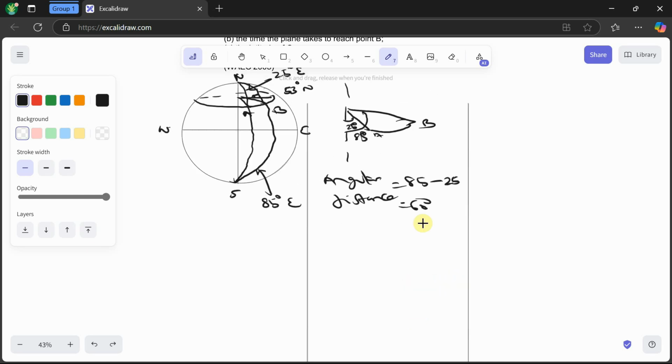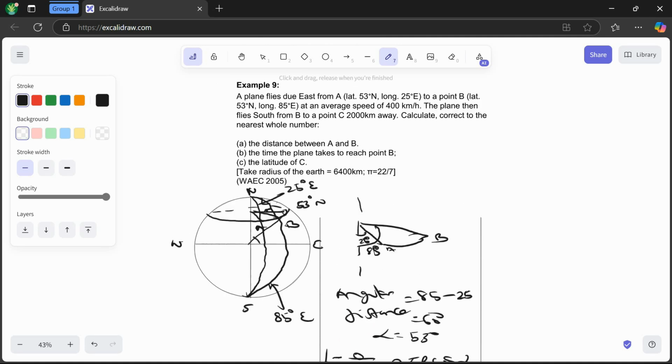So what is our distance? Our distance is just theta over 360 times 2 pi r cos alpha. What is our alpha? Our alpha is the latitude. It's the same angle here, same angle here, which is 53 degrees. So our alpha is 53 degrees. Our d will be 60 over 360 times 2 times pi, which we should take to be 22 over 7.